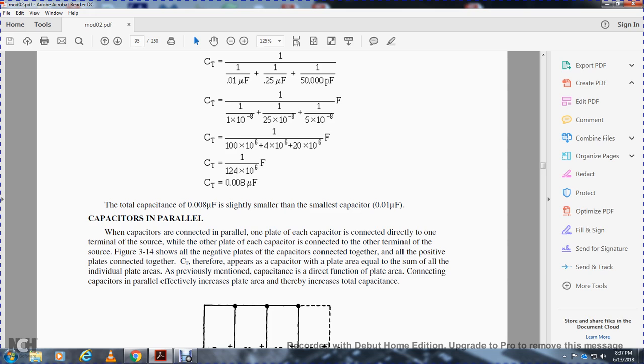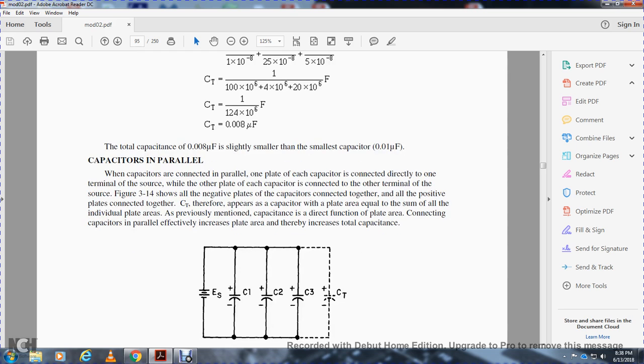When capacitors are connected in parallel, one plate of each capacitor is connected directly to one terminal of the source, and the other plate of each capacitor is connected to the other terminal, as shown in figure 314. All the positive plates of the capacitors are connected together, and all the negative plates are connected together. Therefore, the total plate area is equal to the sum of the individual plate areas. Connecting capacitors in parallel effectively increases the plate area, thereby increasing total capacitance.